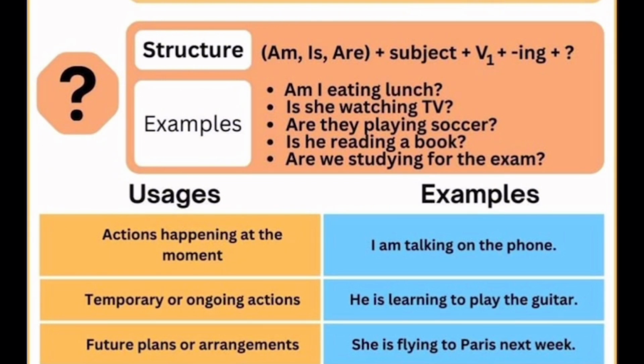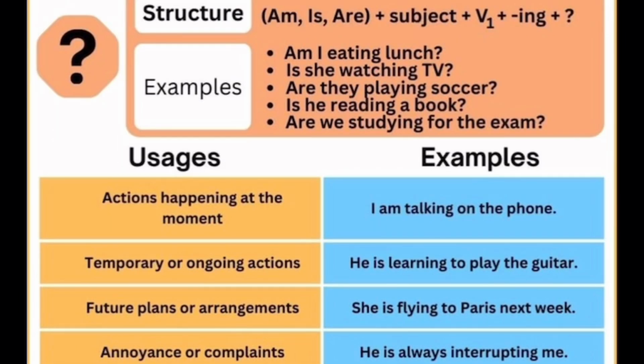Now, what are the usages? Actions happening at the moment. For instance, I am talking on the phone. Temporary or ongoing actions. What do we mean by this? It means probably an action that is ongoing within the time frame, but you may not necessarily be doing it now. For instance, he is learning to play the guitar. Maybe he signed up for a 2-week program and is learning it. It may not necessarily be that he's actually playing that guitar at the time of speaking.